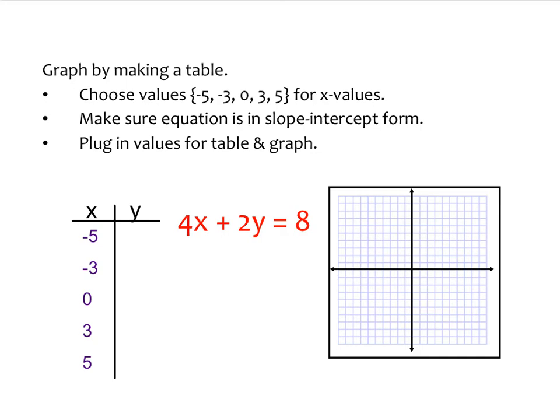Now we could also graph linear equations by making a table. So let's say we choose values such as negative 5, negative 3, 0, 3, and 5 for x values. We can plug in these x values into our equation to find our output y, which is what we did in our warm-up if you can recall, and we can graph this equation. First, we should make sure that our equation is in slope-intercept form, so this will be the easiest to solve for, and we'll plug in values for our table, and then we'll graph.